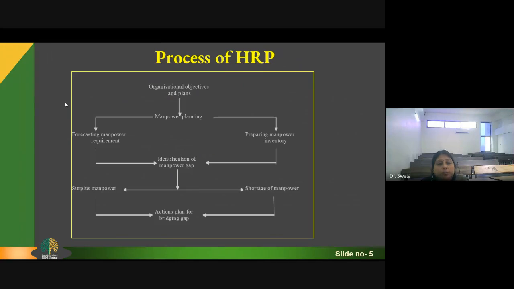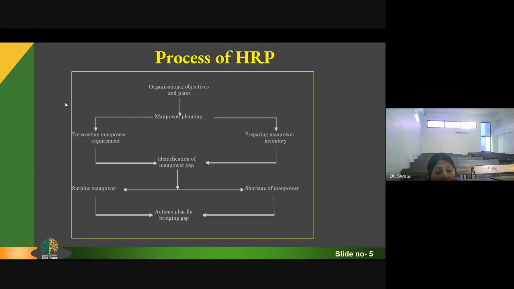If we talk about the process of HRP, we can see the diagram on our screen, where first of all we need to frame the organizational objectives and plans, and aligned to the organizational objectives, we need to plan the manpower, whether it is actually required or not. When we are going to plan the manpower, we will go for two processes. On one hand, we will be forecasting the manpower requirement, meaning what number of manpower is actually required in our organization. On the other hand, we will be identifying or preparing the manpower inventory.